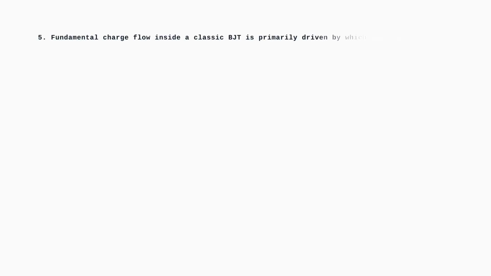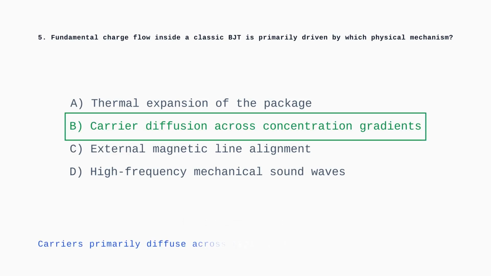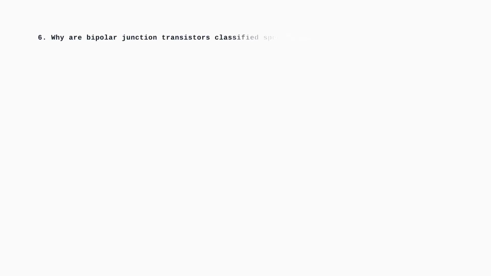Question 5. Fundamental charge flow inside a classic BJT is primarily driven by which physical mechanism? Charge flow in a BJT is largely due to the diffusion of charge carriers across junctions separating regions of highly different carrier concentrations.